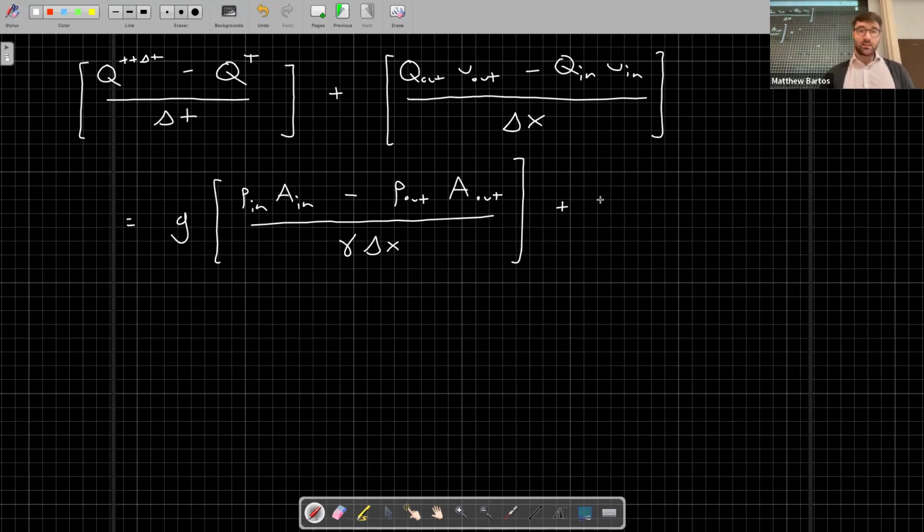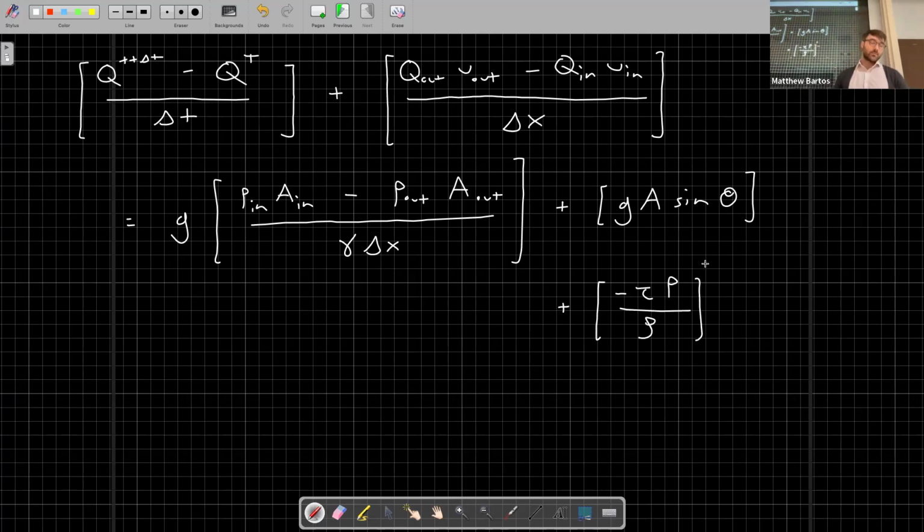Okay, and then we're going to have plus quantity g times the cross-sectional area times sine theta, plus negative tau times the wetted perimeter divided by the density. And we're pretty much there, but I made two simplifications. This is just the way that it's expressed, and we're going to need it today when we talk about the energy equation. So let me just make these two simplifications clear.